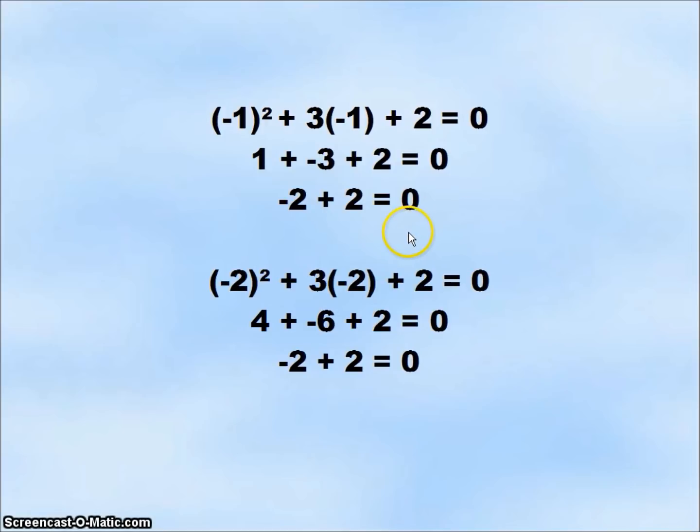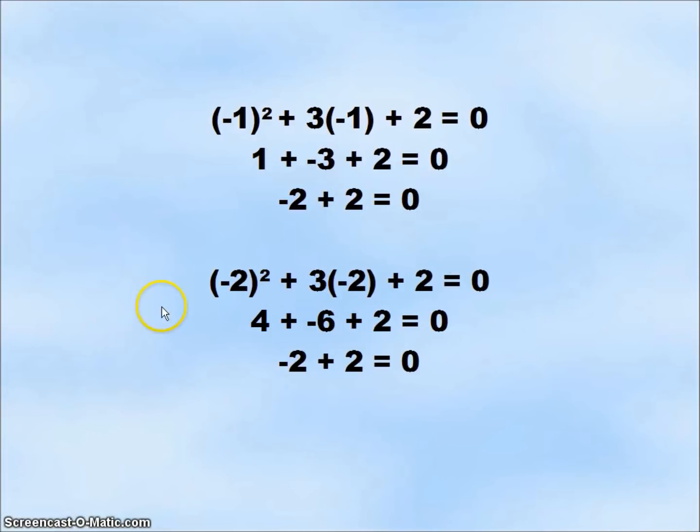Now, plugging them both in, again, we should always check. And just evaluating, putting in -1 for x. -1 squared is 1. 3 times -1 is -3. The 2 is just along for the ride. And again, looking at this line, moving from left to right, 1 plus -3 is -2. And we see that -2 plus 2 is 0. Checks out fine.